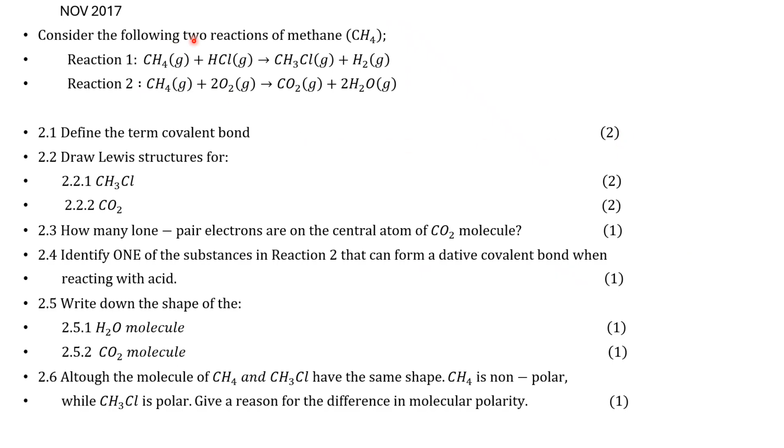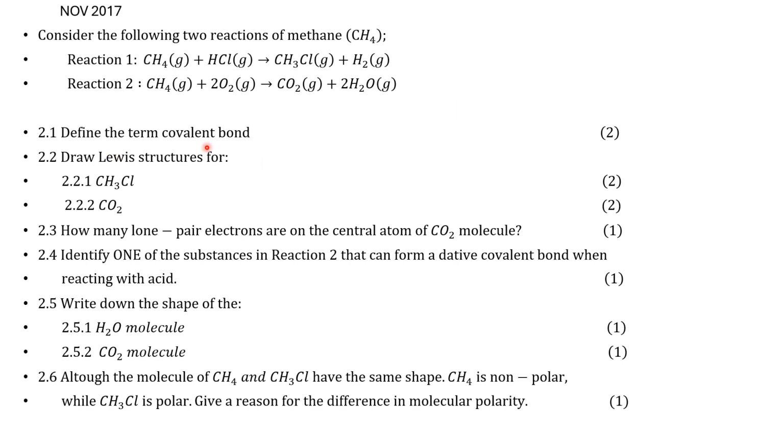So in November 2017, they say consider the following two reactions of methane gas, CH4. In reaction 1, methane CH4 reacts with HCl, hydrochloric acid, to form CH3Cl plus hydrogen gas. In reaction 2, CH4 reacts with oxygen to form carbon dioxide and water. Now, we can pause here and try to attempt to answer as many of the questions as possible, because after this I'll be explaining the solutions. Very important you get used to where we allocate marks, what we give marks for, etc.